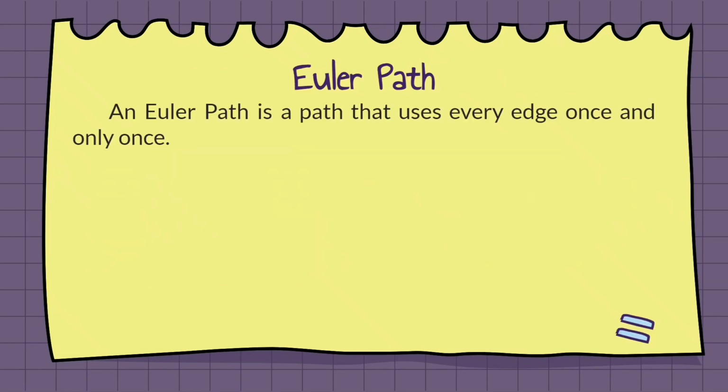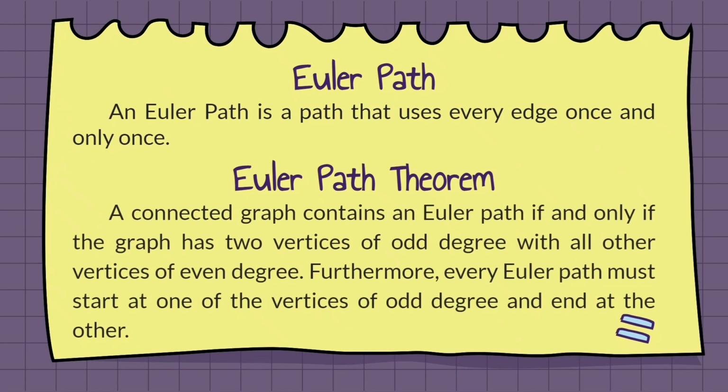To proceed, class, we have an Euler path. It is a path that uses every edge once and only once. So it is kind of different from an Euler circuit, since an Euler path does not require that we start and stop at the same vertex. It requires that we use every edge once and only once. Okay? Euler path theorem: a connected graph contains an Euler path if and only if the graph has two vertices of odd degree, with all other vertices of even degree. Furthermore, every Euler path must start at one of the vertices of odd degree and end at the other.